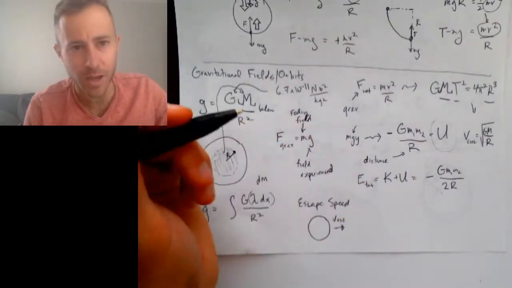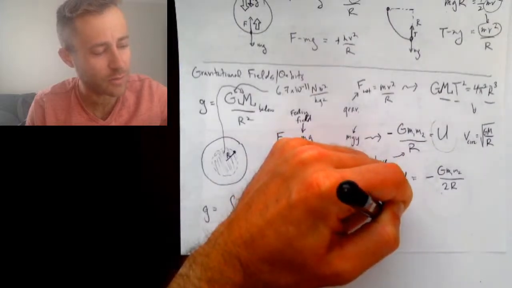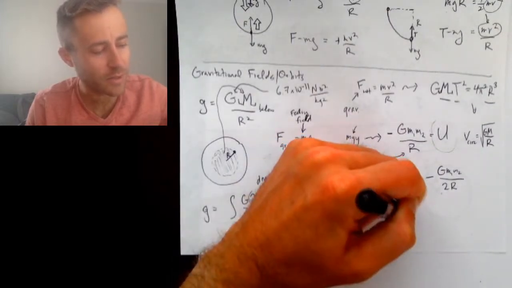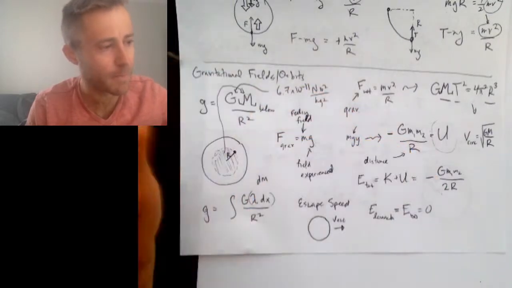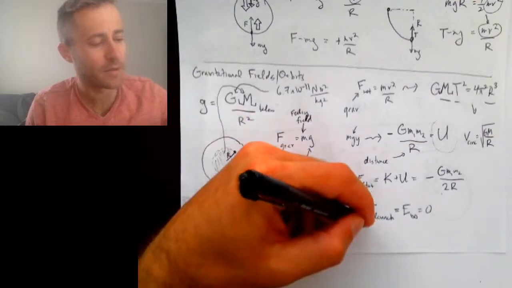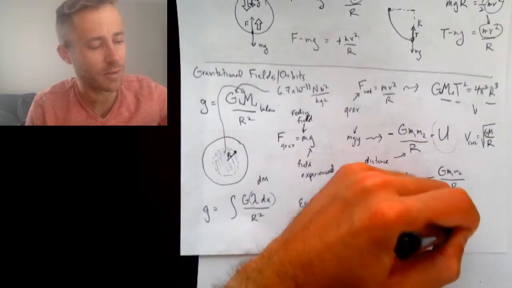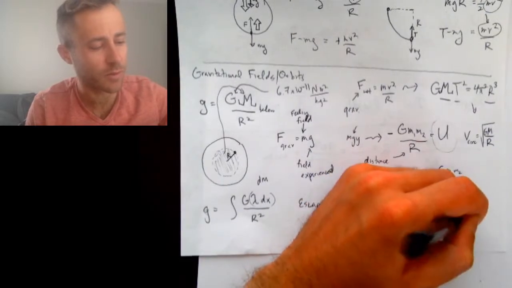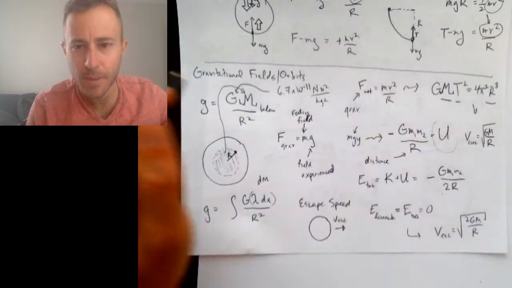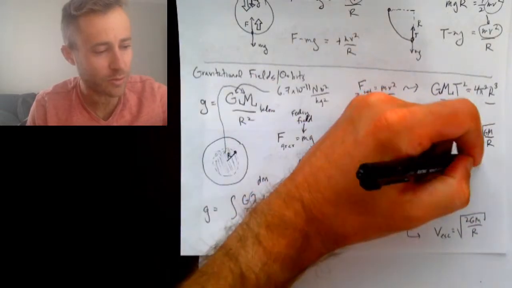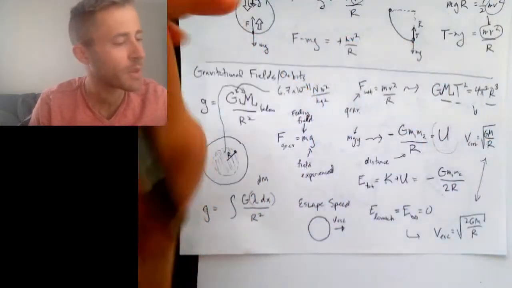We did that with energy considerations. We said that the energy at launch has got to be equal to the energy at infinity, which happened to be equal to 0. From that, we were able to get that the escape speed is the square root of 2GM over r. So it's a very similar equation to the equation for a circular orbit, but they're different things.